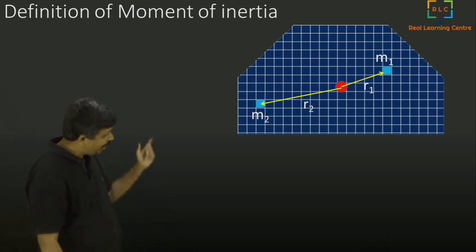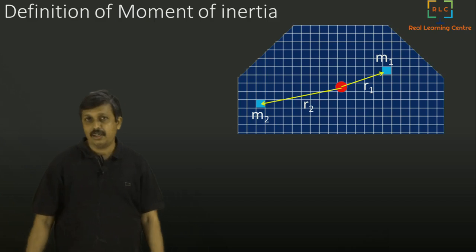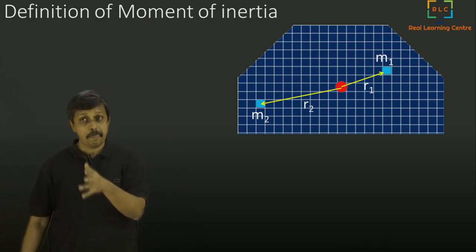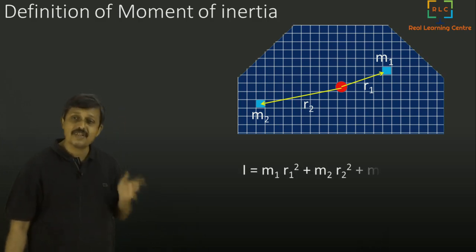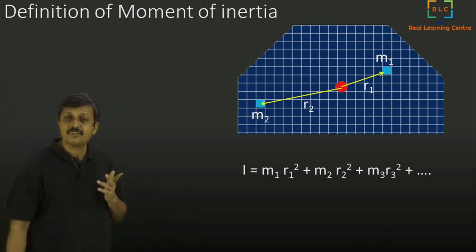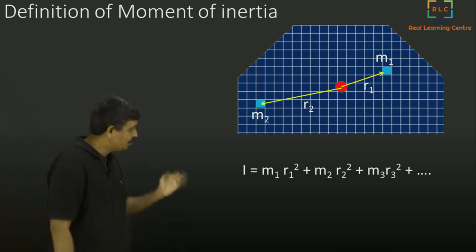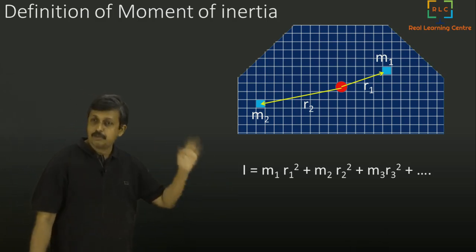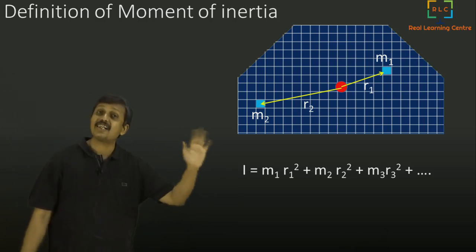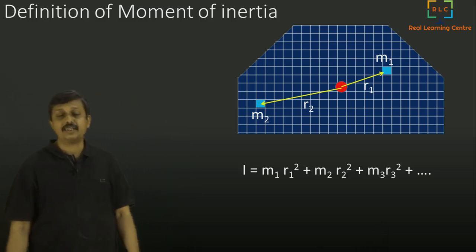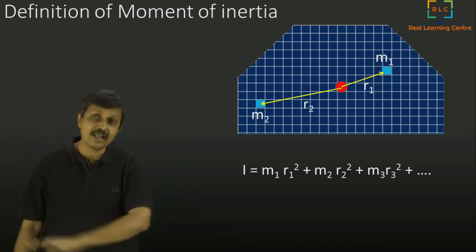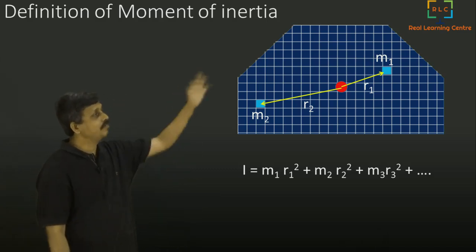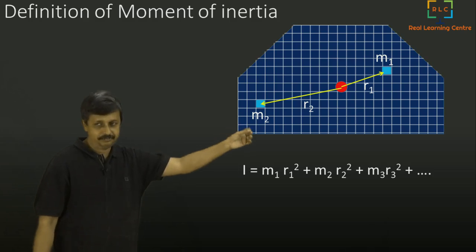So you can take all n masses and calculate the distances r1, r2, r3, r4, r5, etc. Then you use the same definition, where moment of inertia is simply equal to m1 r1 square plus m2 r2 square plus m3 r3 square plus m4 r4 square, and so on up to mn rn square. If you add all of them for all pieces, you will get the moment of inertia of the whole object about that axis.